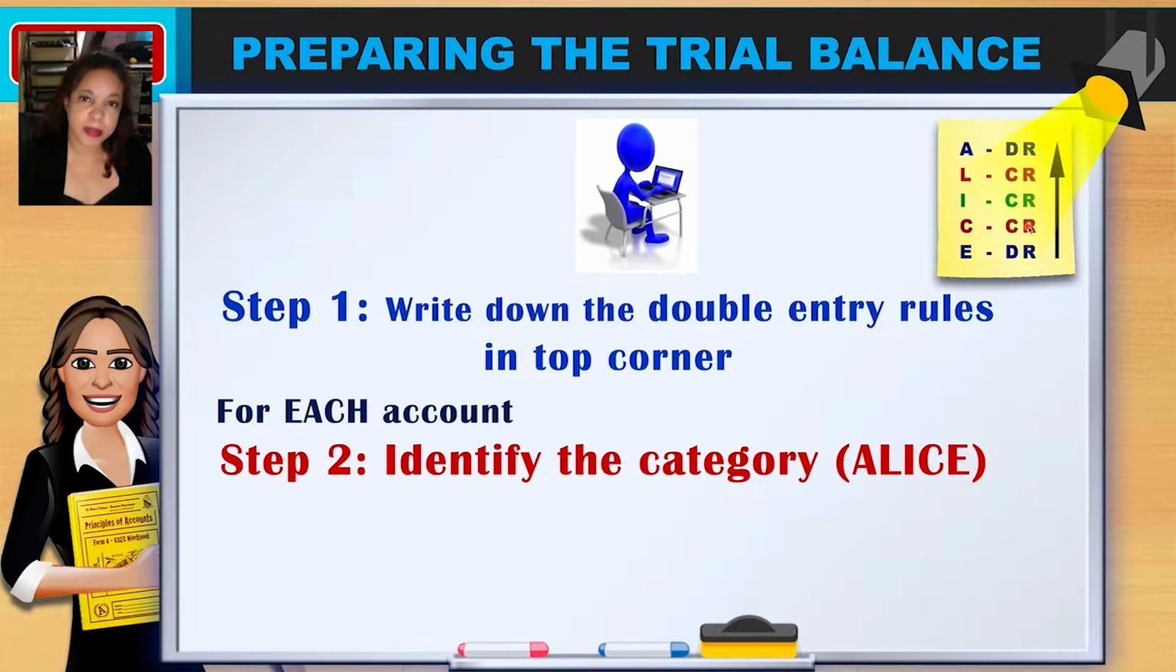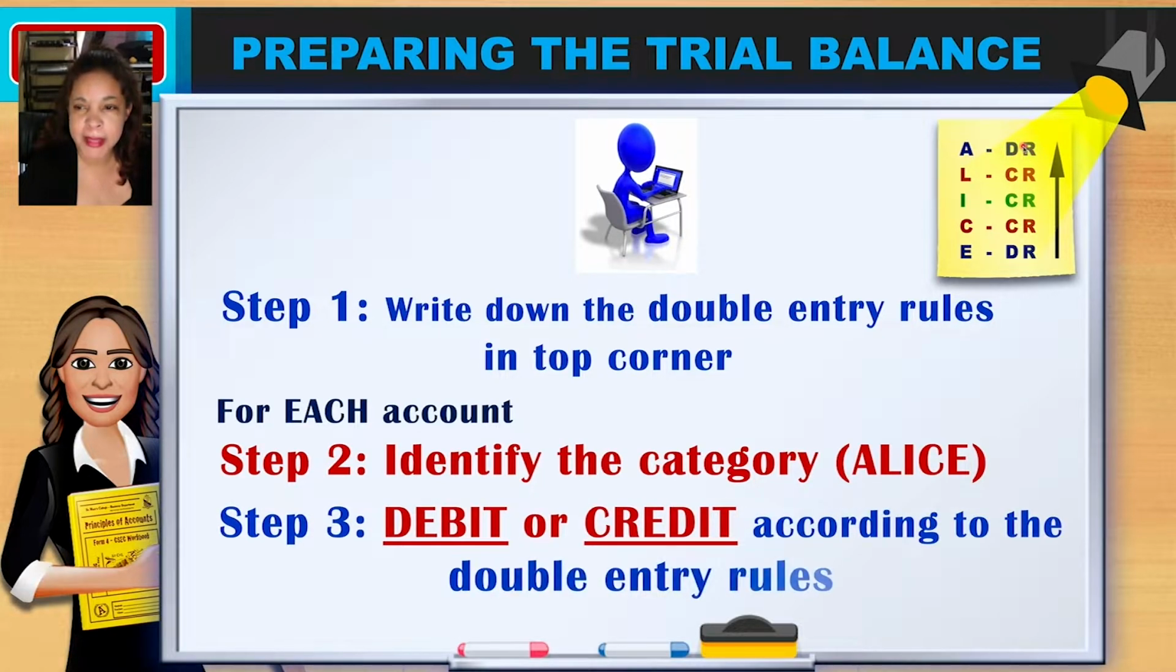For each one, you just identify which one of the ALICE categories it is: assets, liabilities, income, capital, or expense. For the assets, you're just going to put it under the debit column. Same for expenses, all assets, all expenses. For each asset, each expense, write the relevant amount under the debit column. And for your liabilities, income, and capital, you will enter the amounts under the credit column.